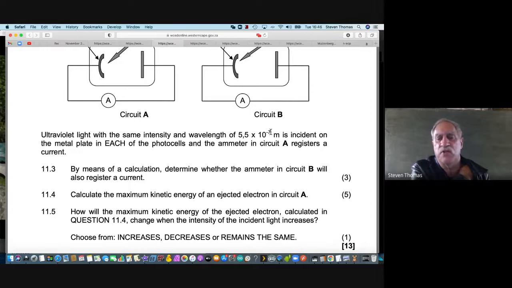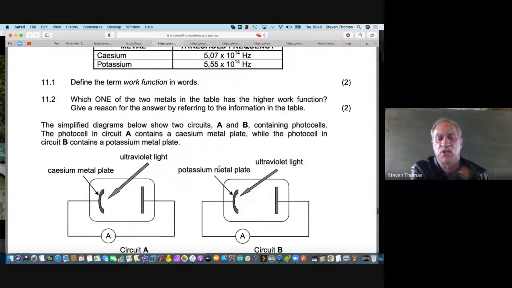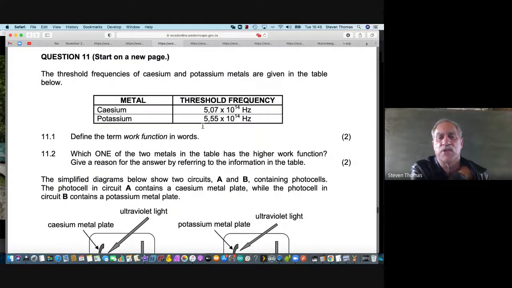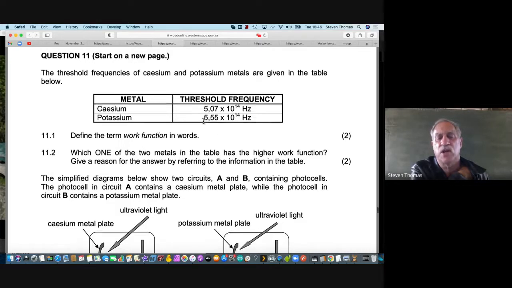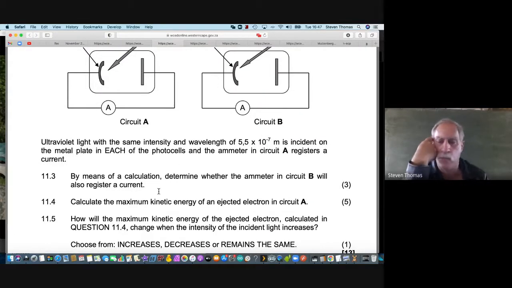Now determine whether the ammeter in B will also register a current. So say you've converted that to a frequency. If that frequency is higher than 5.55 times 10 to the 14, then it will have a current. And if it's lower, it won't have a current. So all you had to do is change this to a frequency and then compare the frequencies.